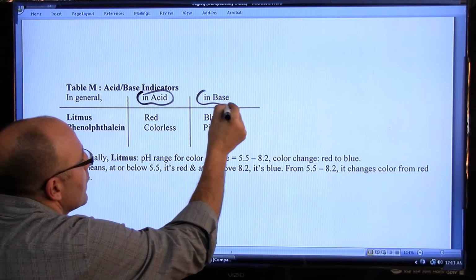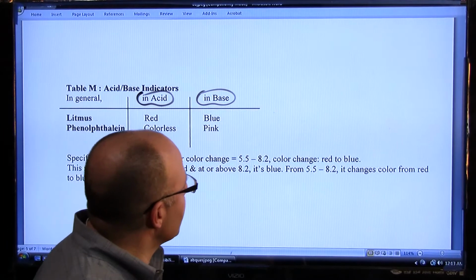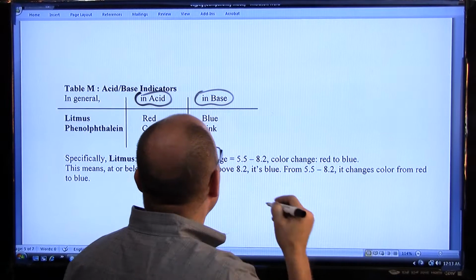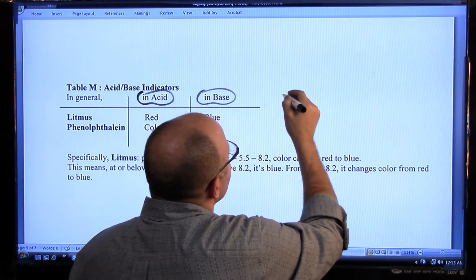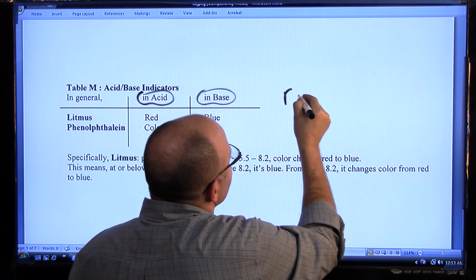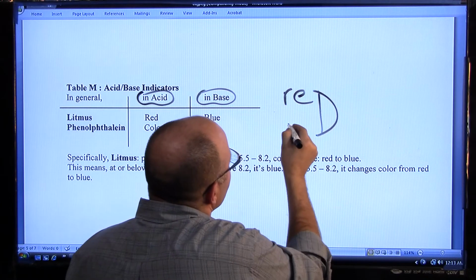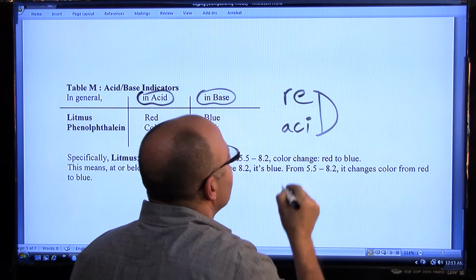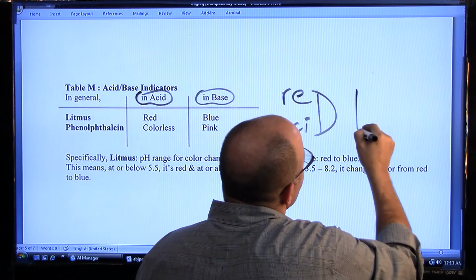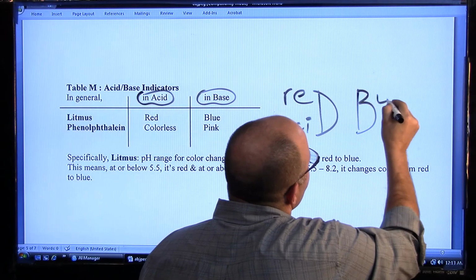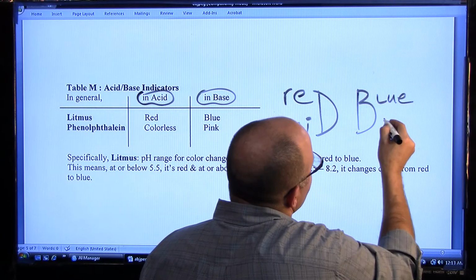So there are two kinds of litmus. Easy way to remember that, back in the day when I was a young chemistry student, I remembered red in acid. I also remembered blue in base.